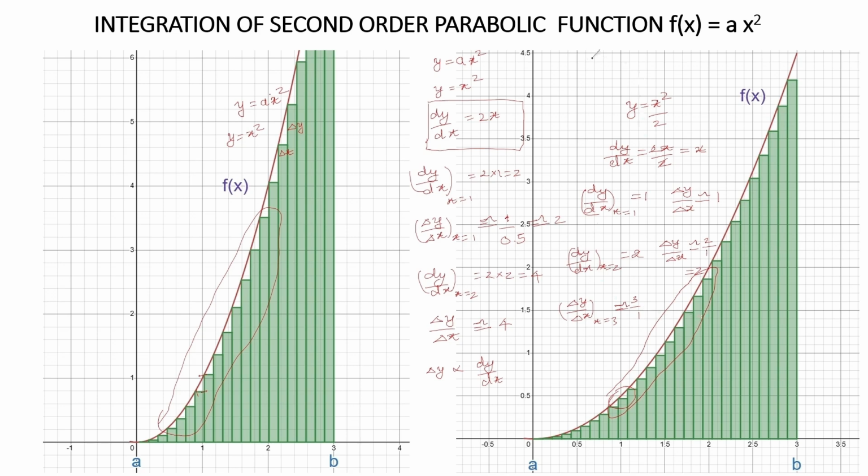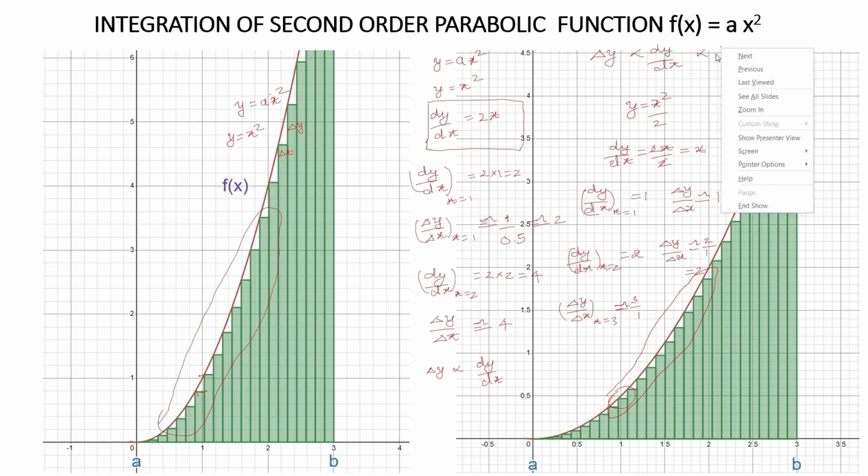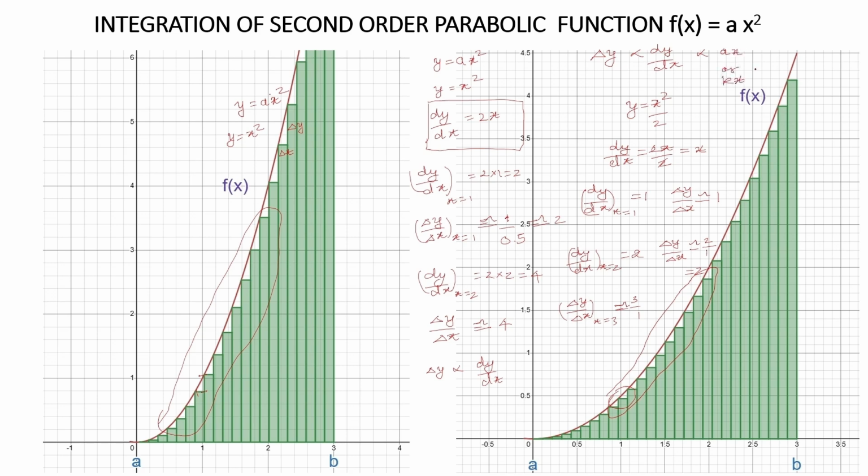So we can conclude that delta y for this layer, the slope dy by dx, is proportional to maybe kx or ax, whatever the case may be. So it is in the linear form. Whether it is ax or kx, it is in the linear form.